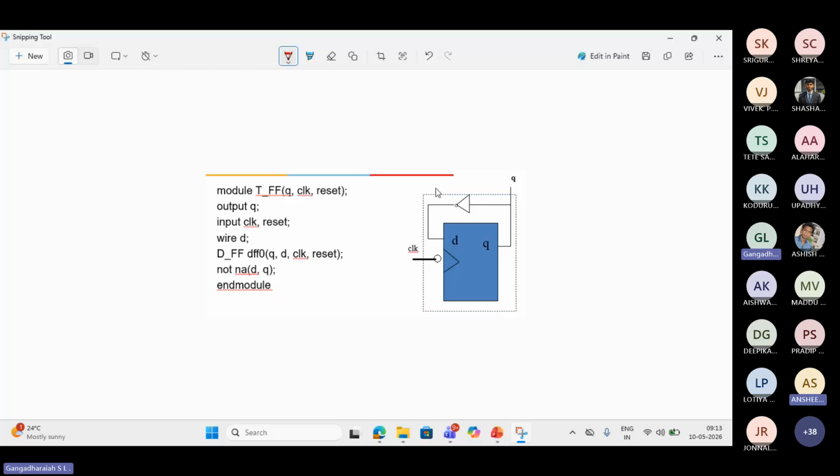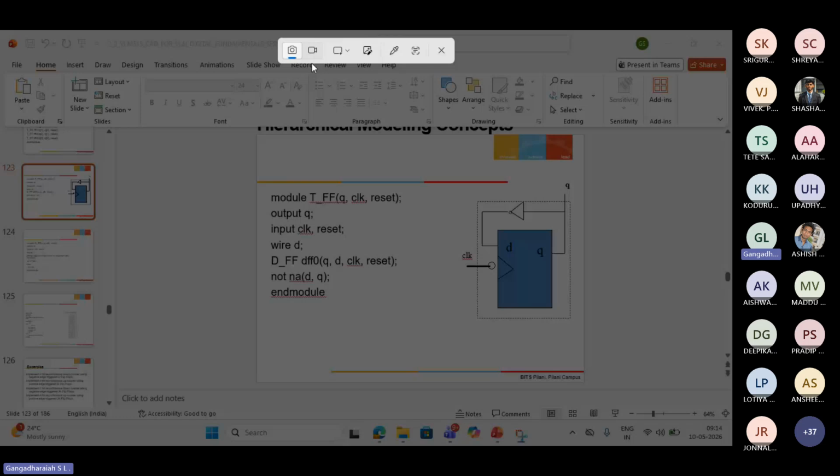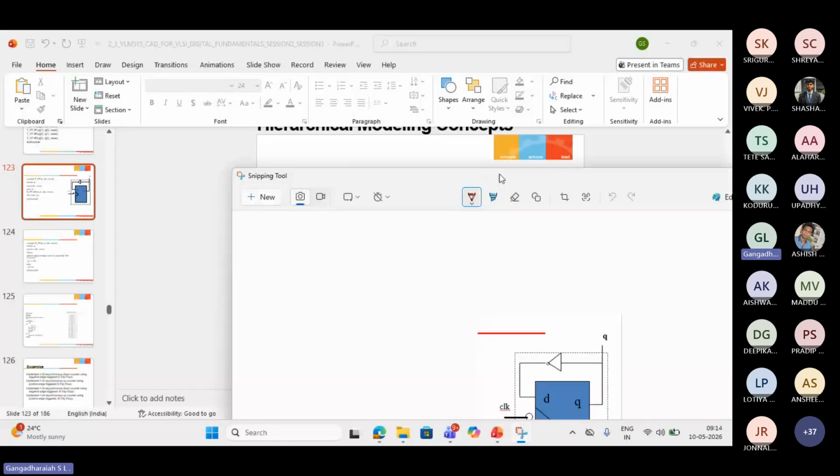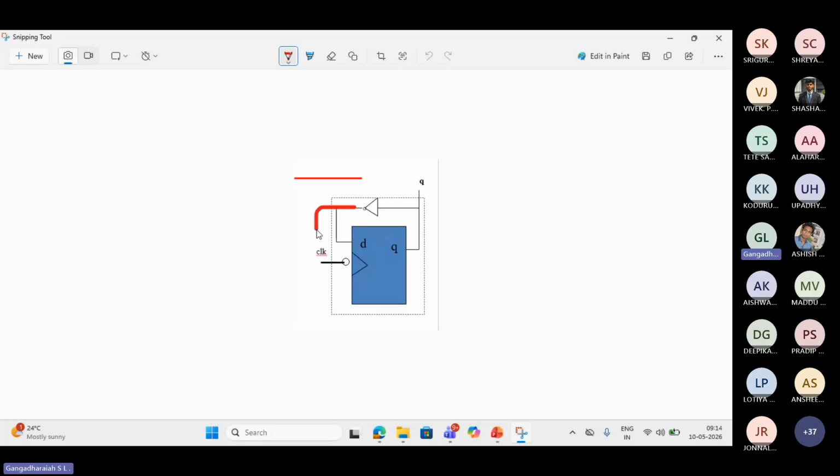One more question: if here we do not declare wire D, will there be a problem? Definitely, because this is an interconnection, right? See this, look at it. This is a nice, very valid question. Now let's say I want to feed this back to this, right? Let's say this guy is available to me like this. Let's say this is my D. This is my wire D.